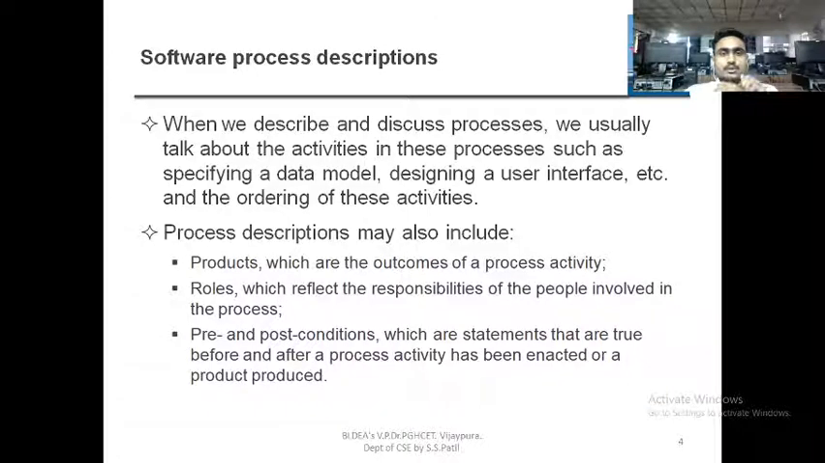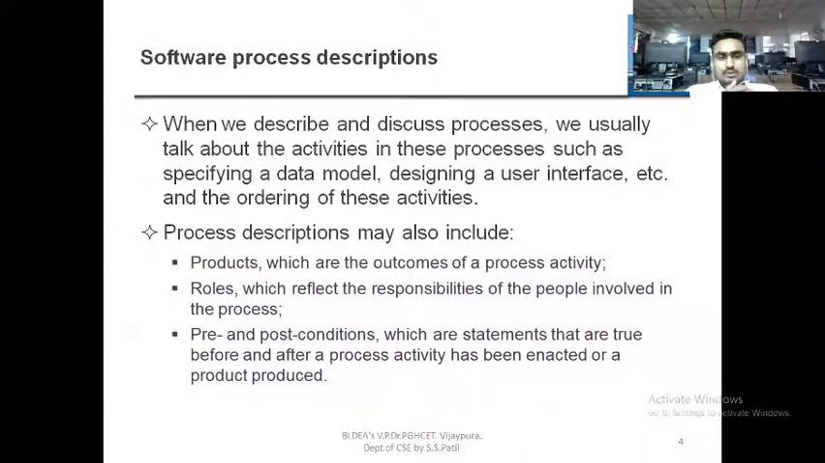Software process description. When we describe and discuss the process, we usually talk about the activities in this process, such as specifying data, specifying the model, designing a user interface, and the ordering of these activities, how many people are going to be involved, and what is the work of those. That is nothing but what exactly the task we have to complete, and who is going to perform which task.